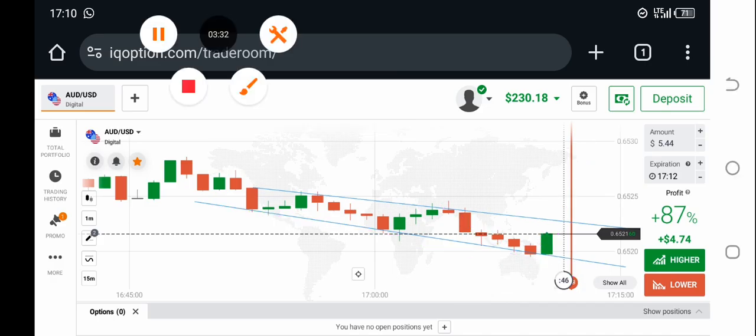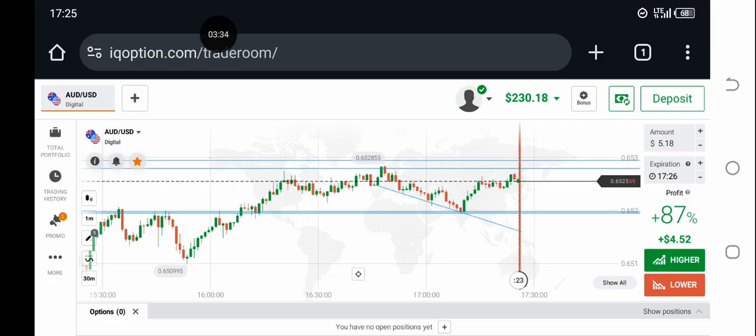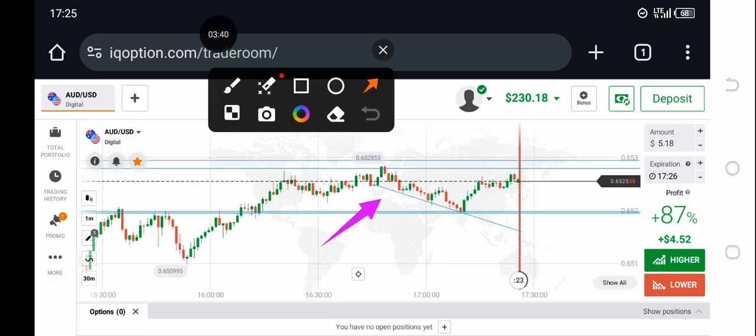Why would the buyers enter? Because let me show you. Okay, this is the chart. This is the market. This is the channel, right? So you can see the buyers entered at this level. Why would the buyers enter at this level? Because initially this was a level of resistance.